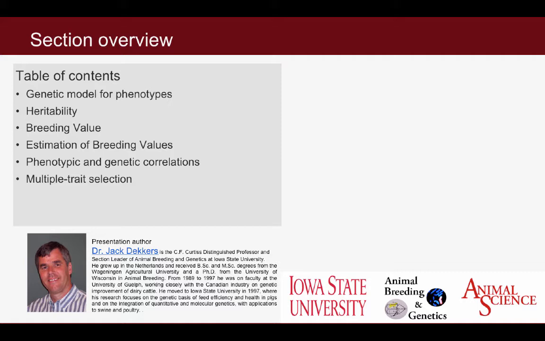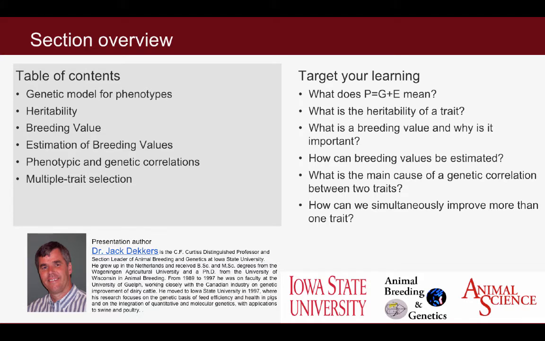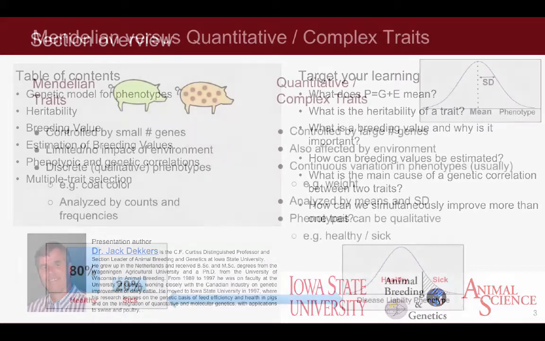To target your learning, I'd like you to focus on the following questions as we go through this material. First of all, what does the formula P equals G plus E stand for? Second, what is the heritability of a trait? Third, what is the breeding value and why is it important? Fourth, how can breeding values be estimated? Fifth, what is the main cause of a genetic correlation between two traits and how does it differ from a phenotypic correlation? And finally, how can we simultaneously improve more than one trait?